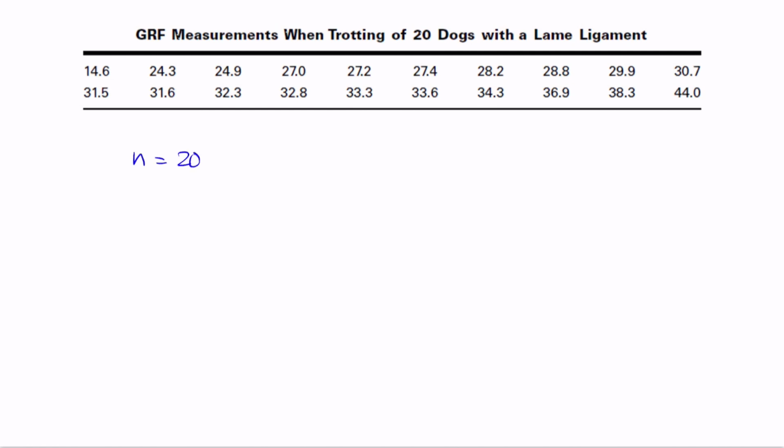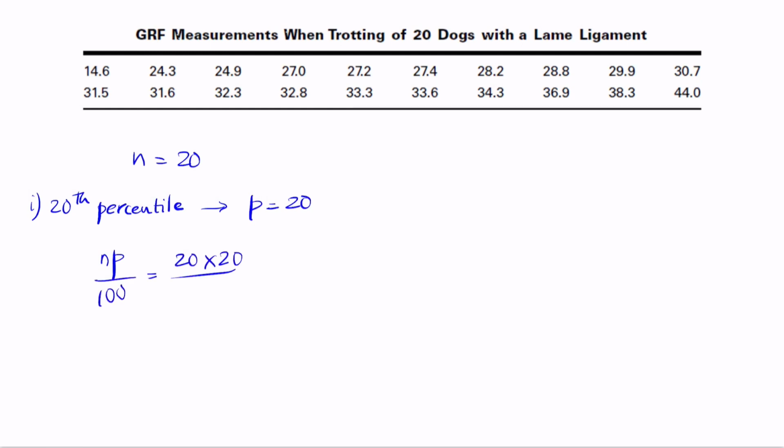Now let's consider that first we are finding the 20th percentile. So P becomes 20. The first value that we want to find is NP by 100. So N is 20, 20 into 20 divided by 100. That becomes 4, which is an integer.